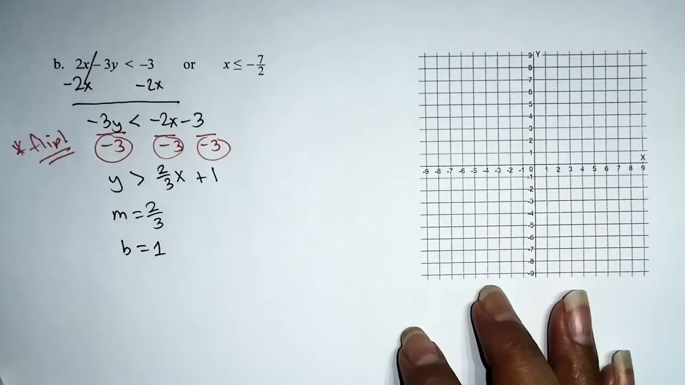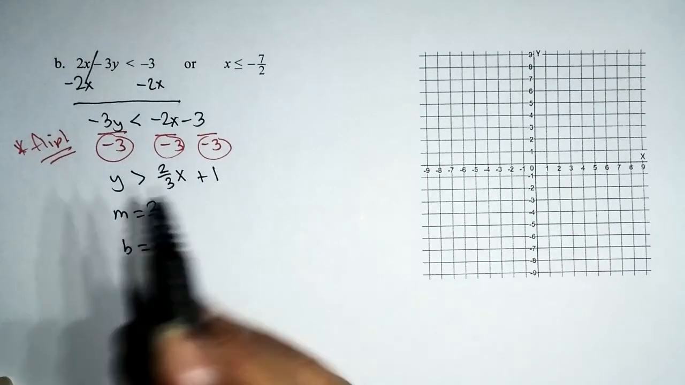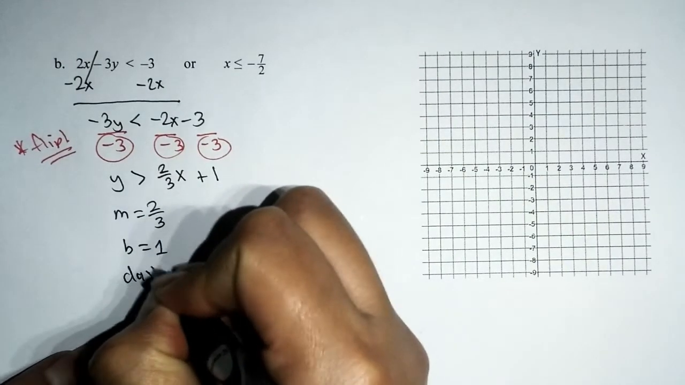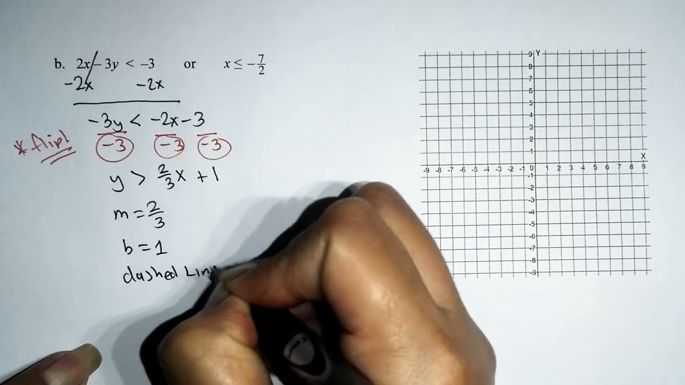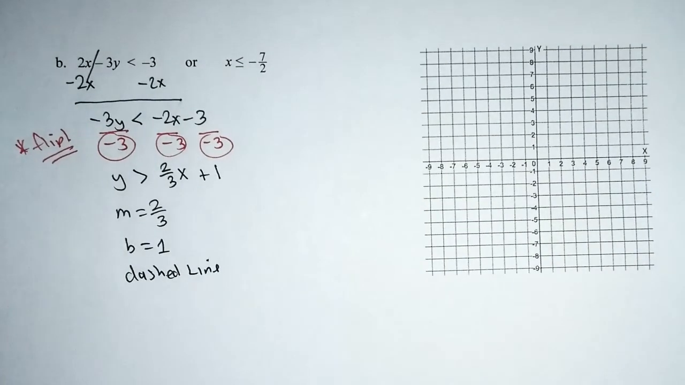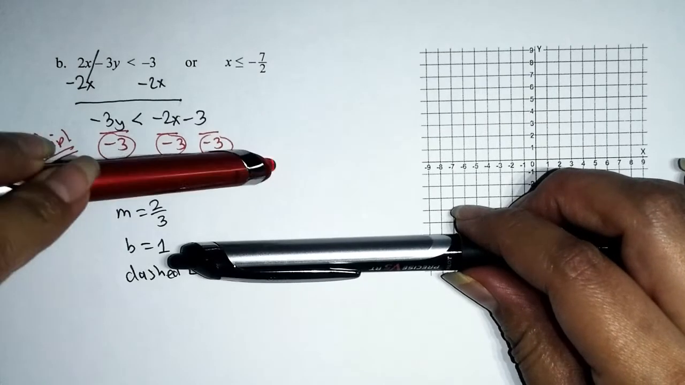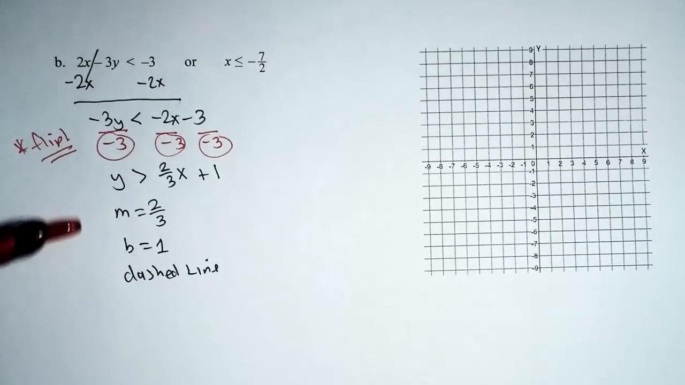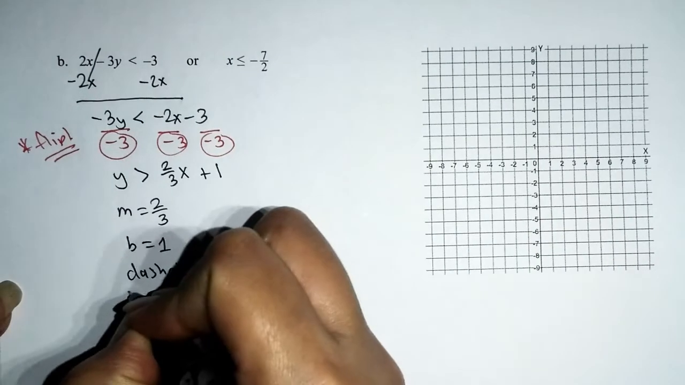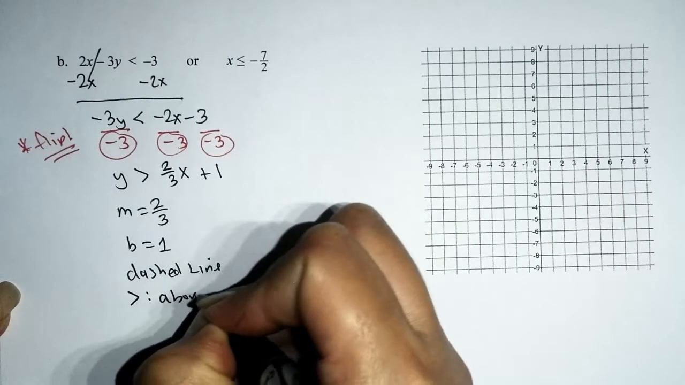Can I draw the graph of the boundary line? The answer is no. Okay, so we're going to do a dashed line. Why? Because the inequality doesn't have the equal to part. Once we do our boundary line, where are we going to shade? Are we going to shade above or below the boundary line? Because we have the is greater than, we're going to shade above the boundary line.